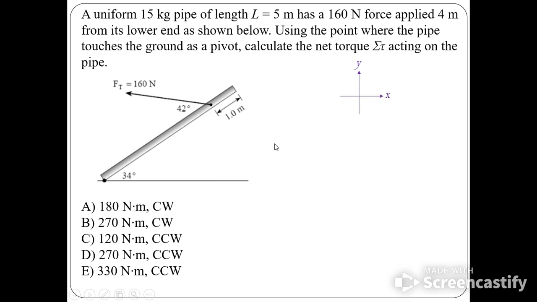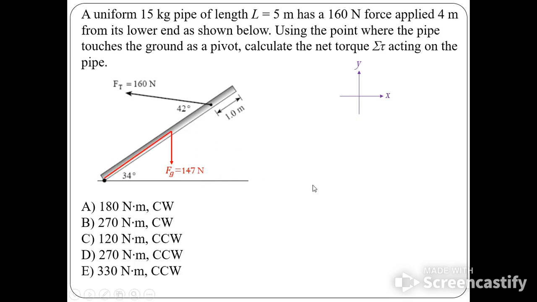All right, so here we go. The first thing you should identify is all your forces and where the pivot point is and where the force is being applied. The force of gravity for the pipe should be placed at the center of mass of the pipe, which is there in red in the diagram. And the magnitude for that would be 147 newtons if you take 15 kilograms times 9.8 meters per second squared.